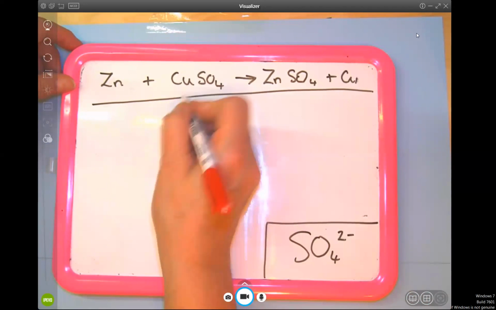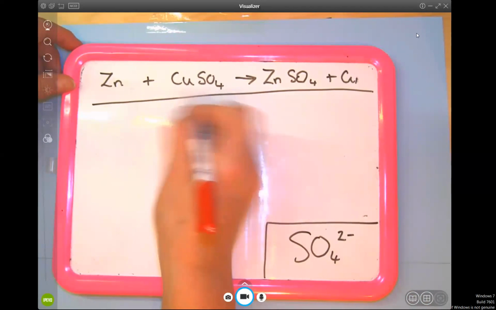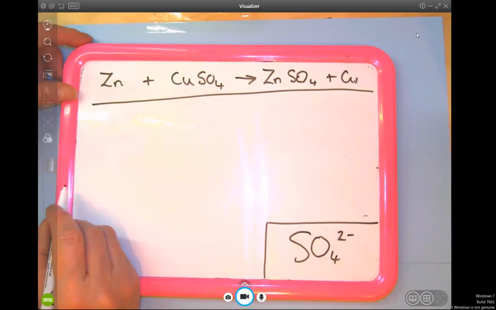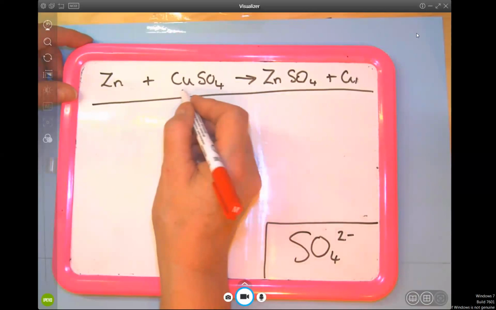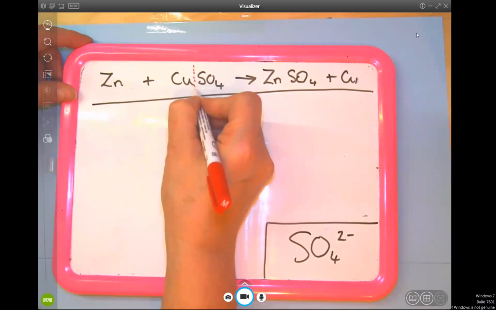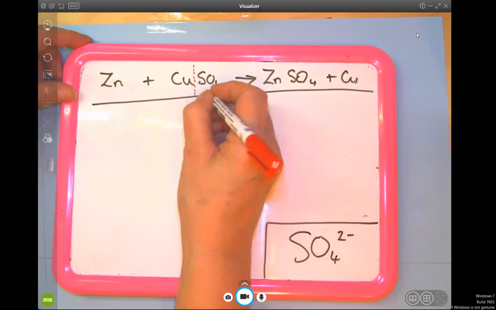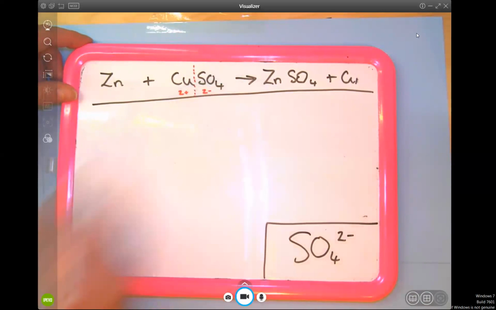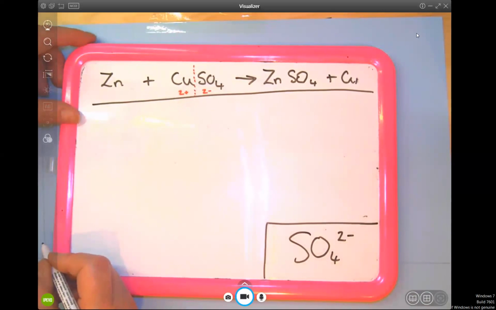Now we know that this compound, this copper sulfate compound, is neutral, and because it's neutral, we can work out the copper charge. So if we split it in two, we know this sulfate has a 2- charge, so the copper must have a 2+ charge. So it must be copper 2+.